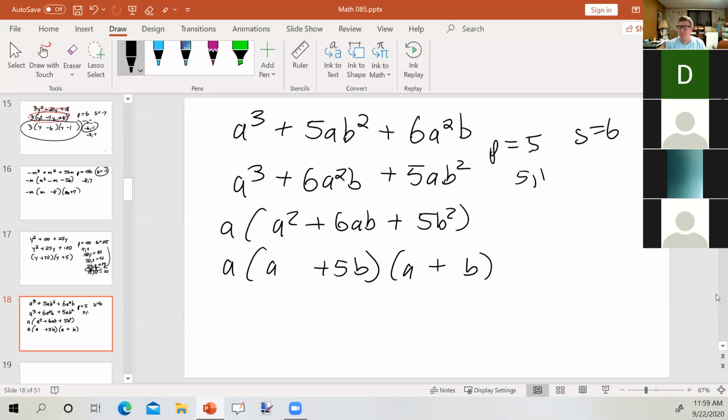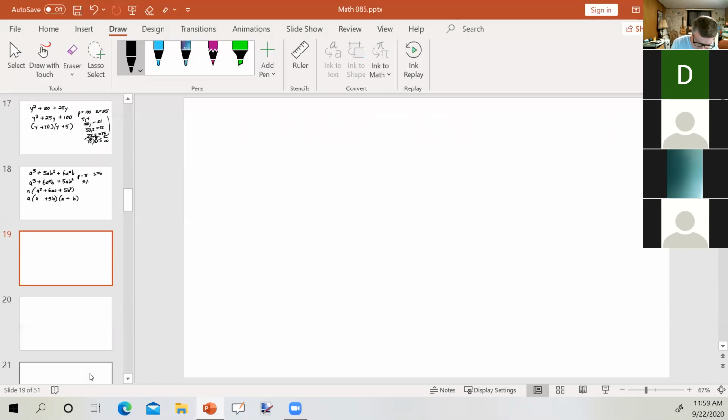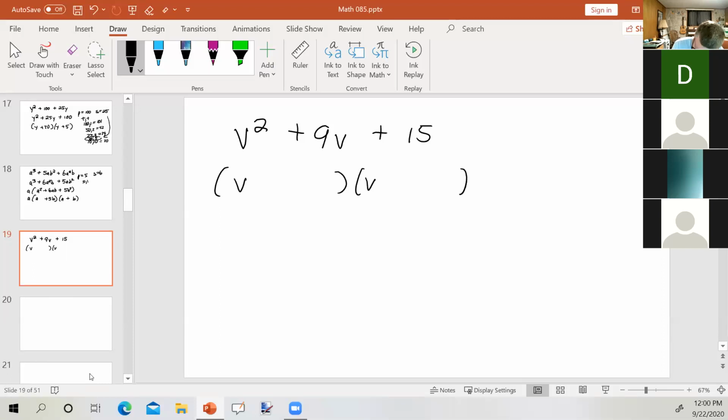Good to go on that one? Yep. Okay. How about this one? v squared plus 9v plus 15. Let's see. It's a trinomial. It's in standard form. There's no greatest common factor. Okay. So everything's looking nice and easy to start with. My product is 15 and my sum is 9.